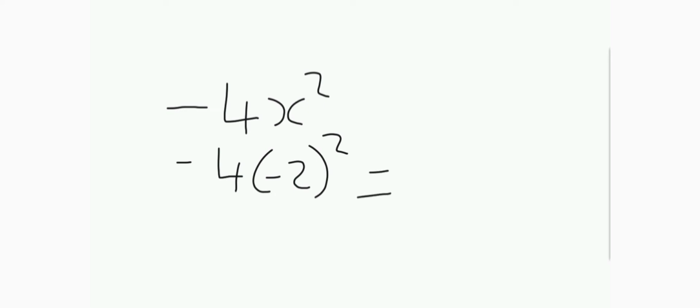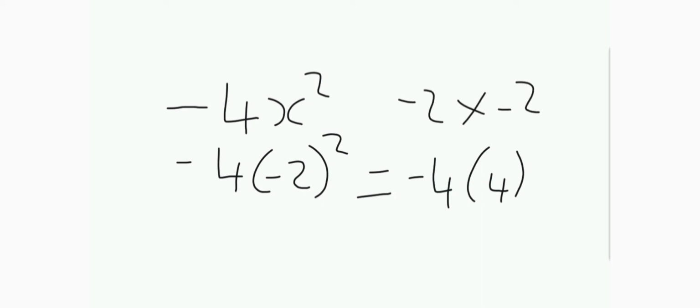Minus 2 squared means minus 2 times minus 2. And that will give us what? 4, because the minus times minus will cancel each other. We'll be left with 4. 2 times 2 is 4. You get that? I'll write it again: minus 2 times minus 2. What will it give us? It gives us 4. That's the 4 that we have here.